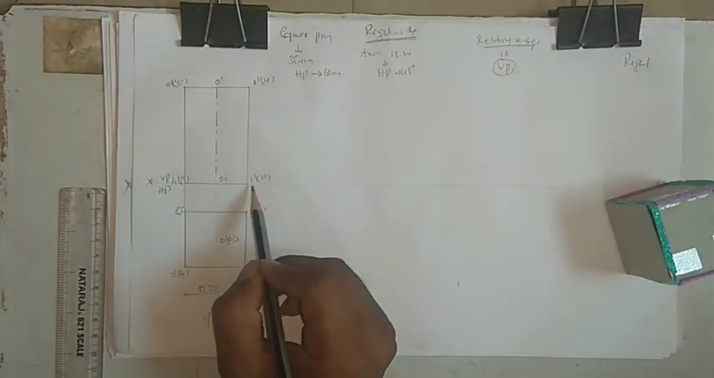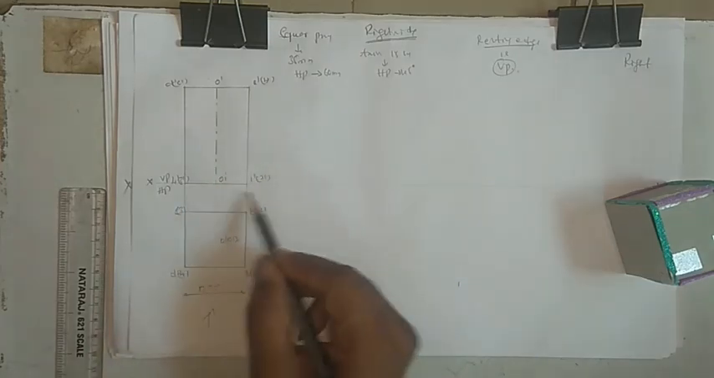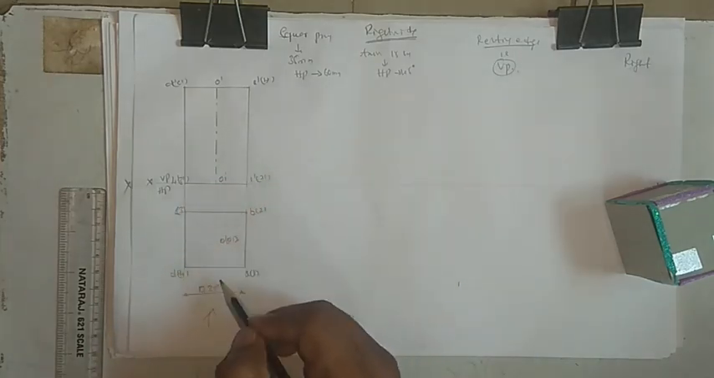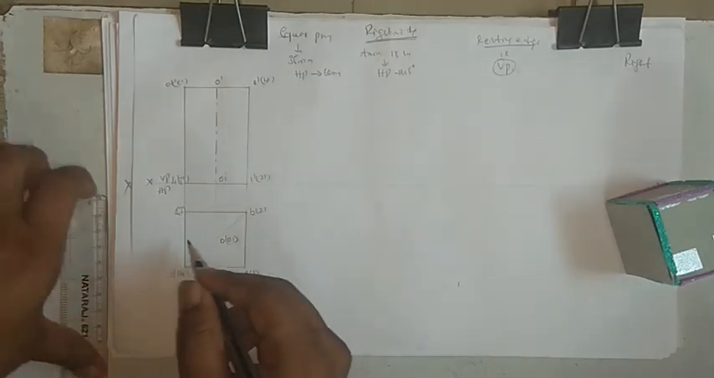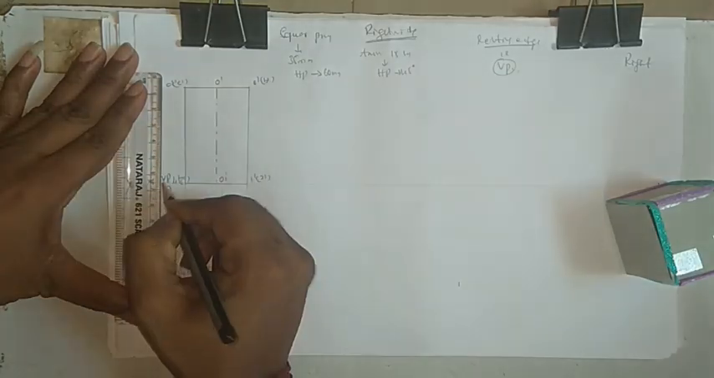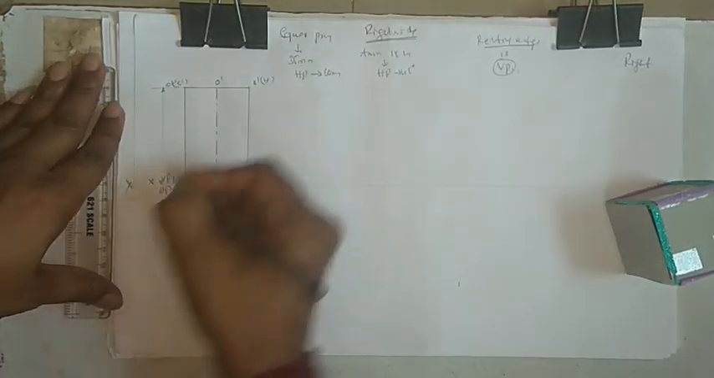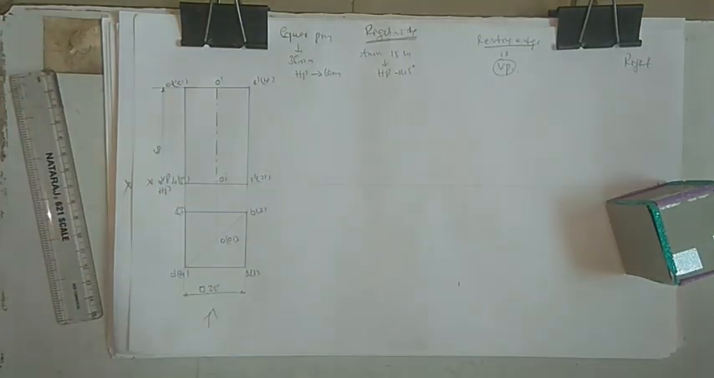The naming corresponding to the front view should always be above the XY line. The naming for the top view should be well below the XY line. Okay, to dimension this one, just take one line from here to the left side. Say it is 60.